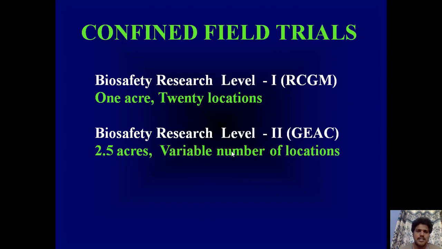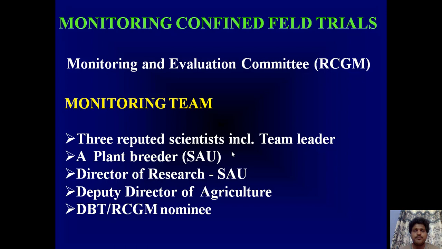And confined field trials. So biosafety research level 1, RCGM, 1 acre of land, 20 locations, it's conducted. Biosafety research level 2, under the GEAC, where 2.5 acres of land and a variable number of locations are used. These confined field trials are enclosed, separated from the rest. Then monitoring confined field trials, so monitoring cum evaluation committees of RCGM.